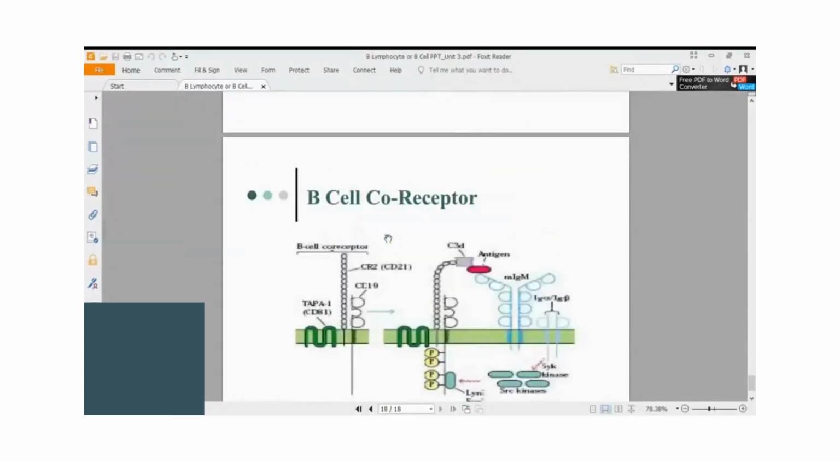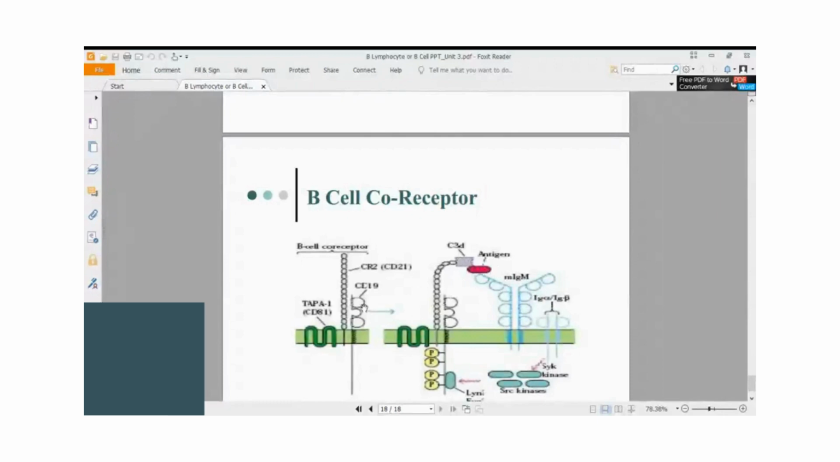There are many other receptors which are very important, but I don't expect you to remember these receptors as such. See, this C3d receptor that is shown is the complement receptor. Okay, the C3d receptor is the complement receptor. And that complement receptor that is bound to the antigen can communicate to the mIgM FAB arm.